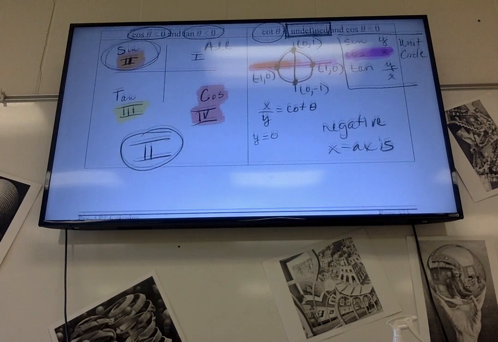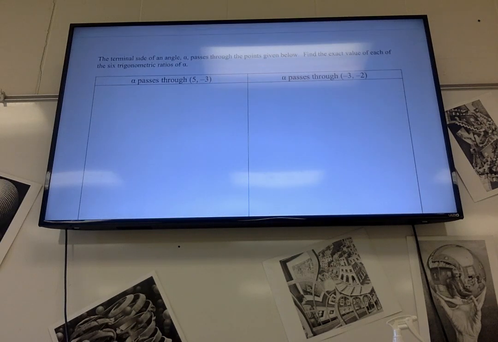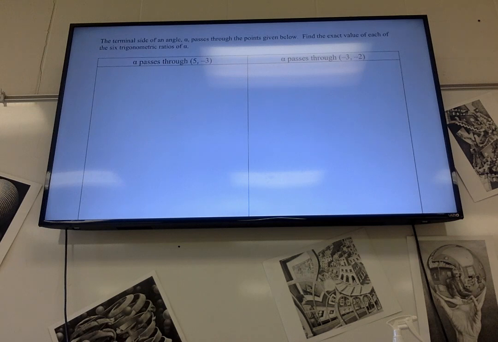All right. And the terminal side of an angle, that letter is the Greek letter alpha, passes through the points given below. Find the exact value of each of the 6 trig ratios of alpha. So I'm going to draw this out.